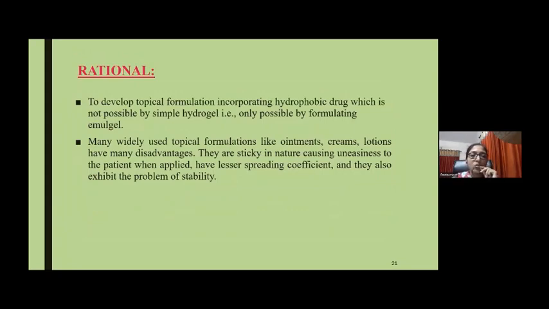So the rationale involves the development of a topical formulation incorporating a hydrophobic drug. Basically we are going to use a hydrophobic drug, which is not possible by just using a gel preparation. As we had seen in the limitations of the gel, a hydrophobic drug cannot be used for preparation. And many widely used topical formulations like ointments, creams, lotions have different disadvantages; generally they are sticky in nature, uneasy to use, as we have seen, and less spreading. So when you convert it into Emulgel, all these limitations will be reduced.